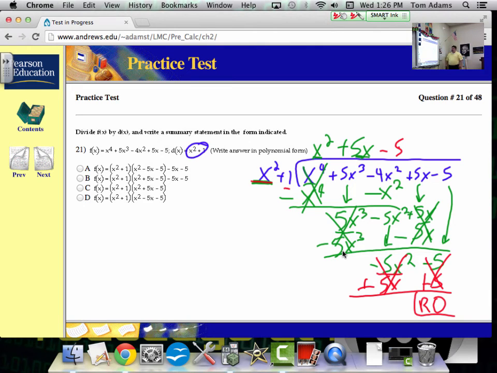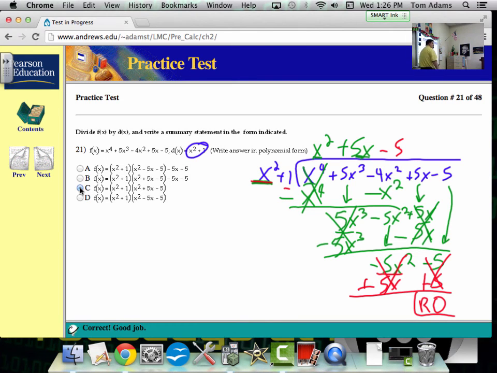So what's the answer? X squared plus 5x. Yep, so that would be, which one? C. Oh, no, D. Oh, no, wait, C. Why? Well, that's what I have up here. Oh, there's a plus there. Does that make sense? Yep.